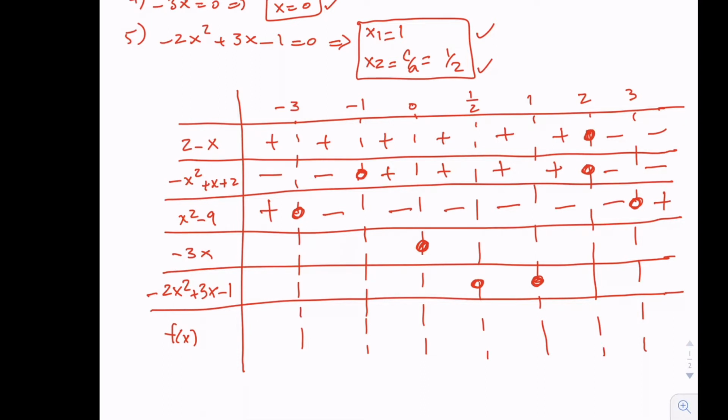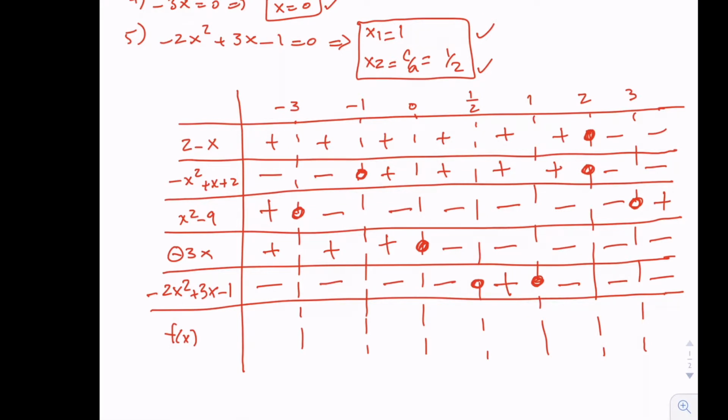Minus 3x. For x smaller than 0, it will be positive, and larger than 0, it will be negative because of this negative sign. And minus 2x squared plus 3x minus 1. Outside the interval of its roots, if we replace x equal to 0, it will be negative. So here it's negative, and therefore it has to be positive between the roots. And again, outside the roots, it will be negative.